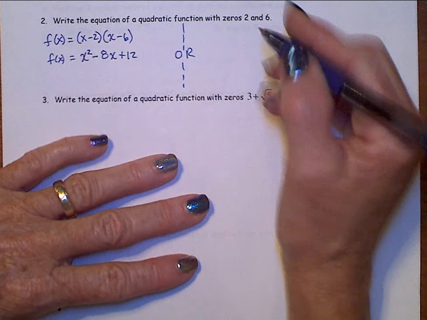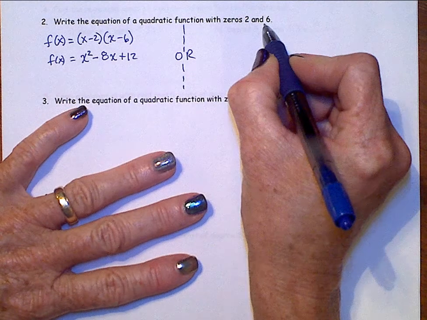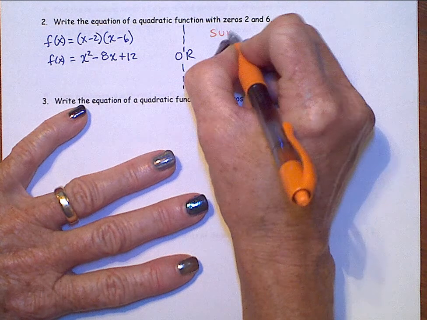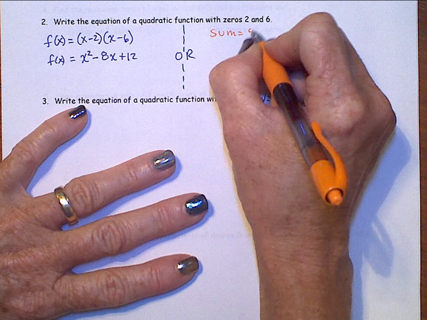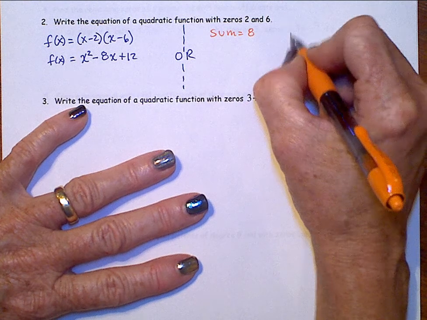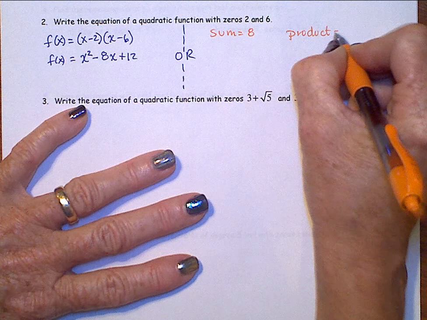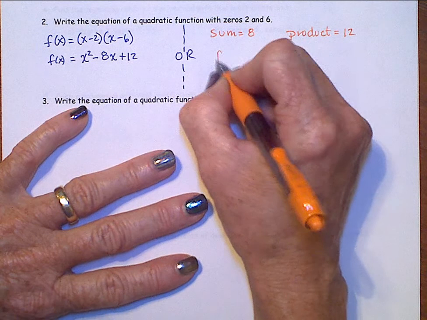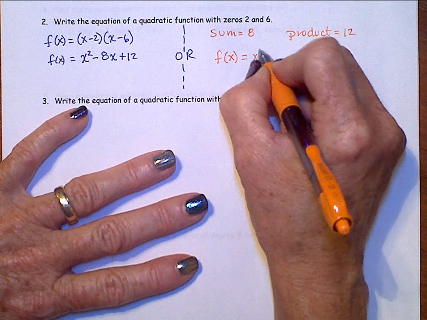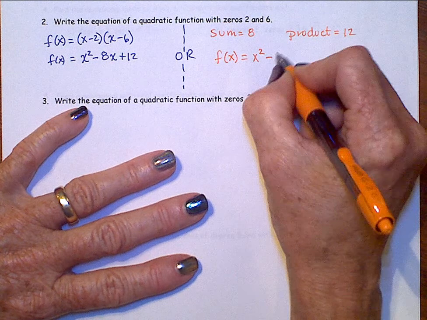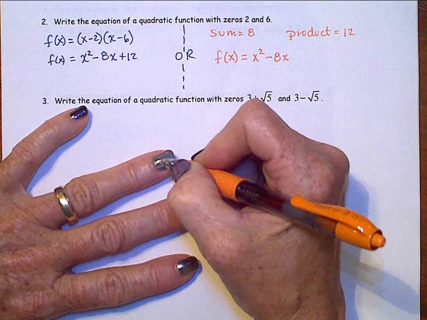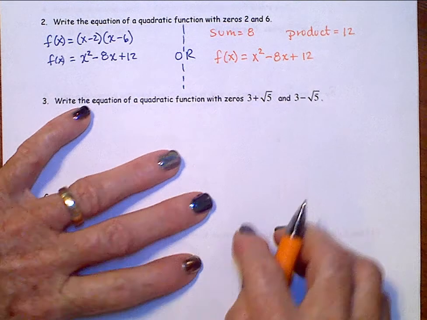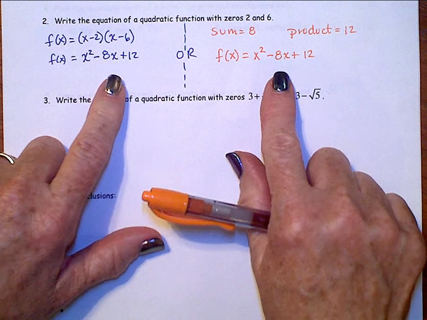All right, here's the other way. You know the zeros are 2 and 6. What's the sum of those zeros? The sum is 2 plus 6, which is 8. What's the product? The product is 2 times 6, which is 12. So we could jump right into f of x equals x squared minus the sum, minus 8 times x, plus the product, plus 12. Okay, for this one, the difficulty is pretty much even.